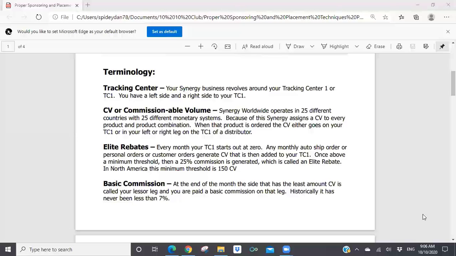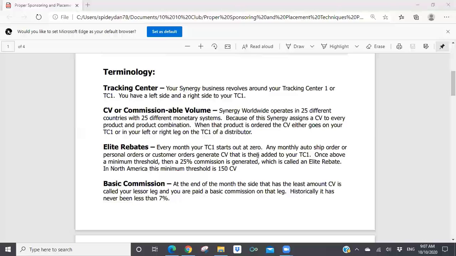So each country has a different level that's required on their tracking center 1 CV, and once they're above that level, they can start earning what's called elite rebates, a 25% commission that's paid out on a weekly basis. And that is what creates cash flow, as we talked about. Last Saturday, we talked about how a person can create $500 in cash flow on a monthly basis through their elite rebates.